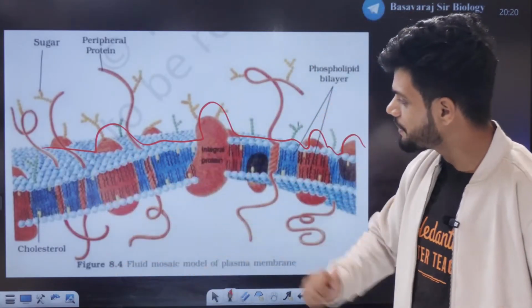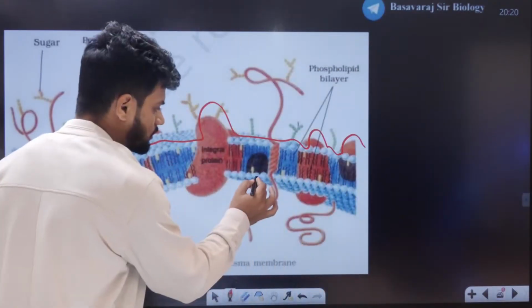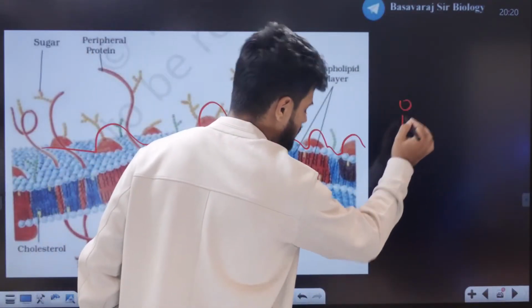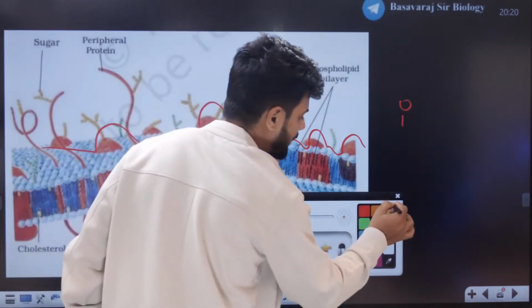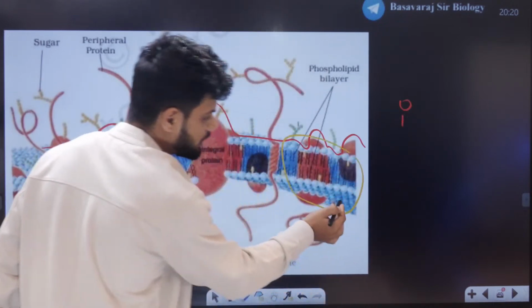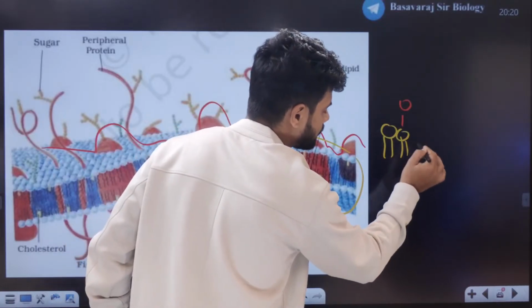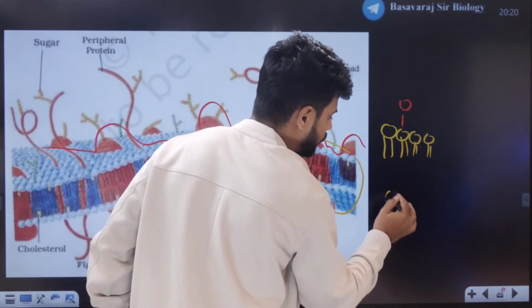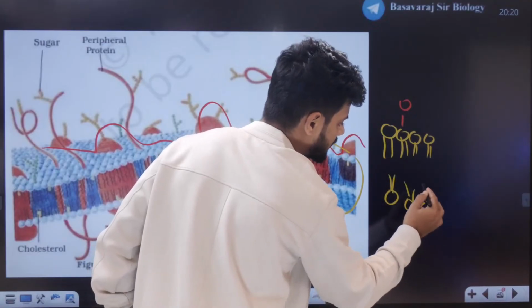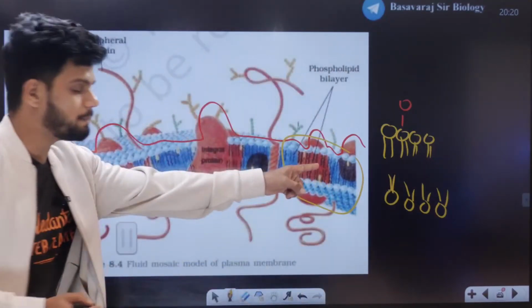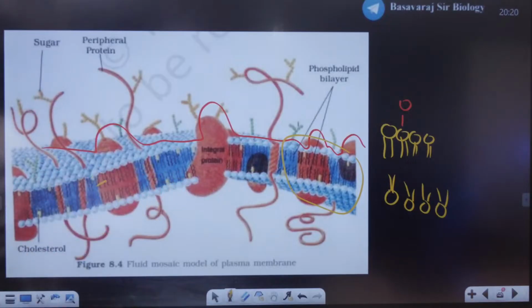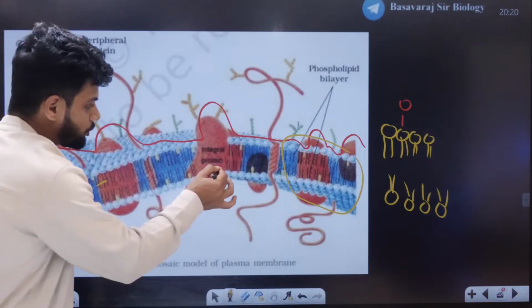Now, if you see the plasma membrane, students, here we can see the lipid bilayer. This entire thing is called the lipid bilayer. Polar head and non-polar tail are arranged here. The entire thing is called the lipid bilayer. Now you can see proteins also.